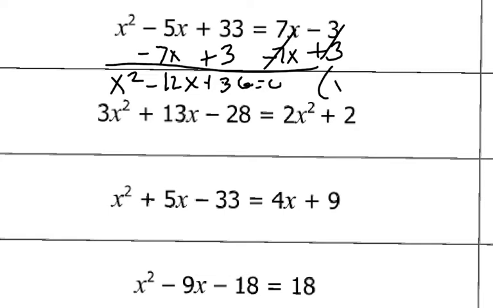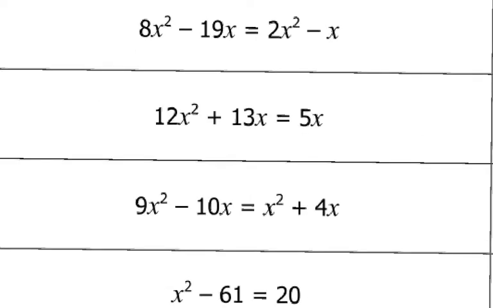And again, simple factoring. So what factors of 36 add to give you 12? It's going to be 6 and 6. And since 12 is negative, these are both negative. So x is 6 and 6. 6 doubled.